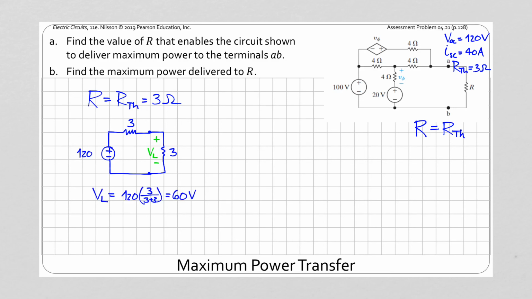We found that the load voltage is 60 volts. Using Ohm's law, we can see quickly that the current should be 20 amps flowing through that load resistance, and then the power being delivered to the load is going to be the load voltage squared divided by the load resistance, in this case 60 volts squared divided by 3 ohms, which is 120 watts. This 120 watts is the maximum power delivered to the resistance.